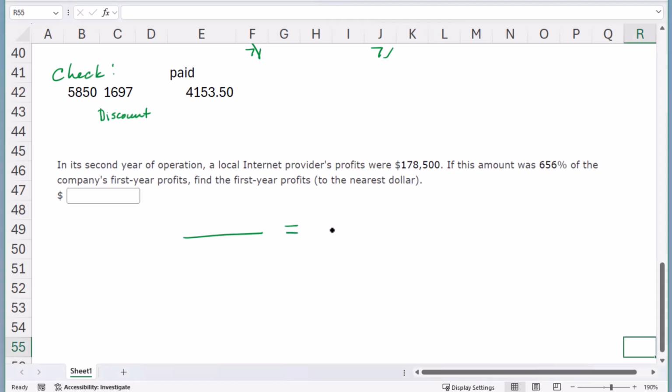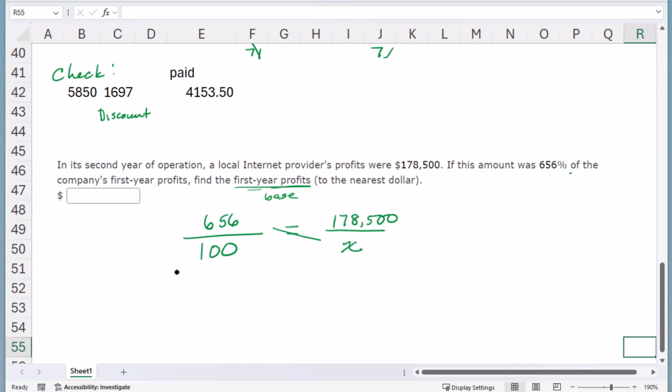Okay. Percent is equal to an amount over a base. For the base, it's the before price. And that's what we're trying to find, the first year profits. That puts X in this position. Always over 100 for a percent. This year's earnings are 656% of the first year profits, the base. So 656 is the percent of the base, and that equals the 178,500.